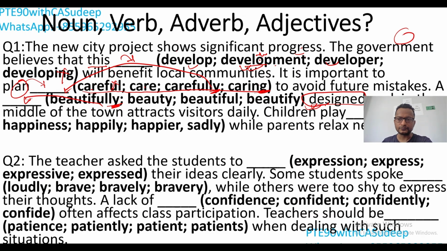And then now children play while parents relax nearby. Children play what? So now play is also verb. After verb, what comes? Adverb comes. So what is adverb here? How many adverbs are here? Happily, sadly. 2 adverbs are there because happier is not adverb, happiness is not adverb. So happily and sadly. Children play sadly. Does sadly come? No, right? The correct option is happily, because if children play happily, then parents will relax nearby. That's why you need to read the context to identify. So children play happily while parents relax nearby.